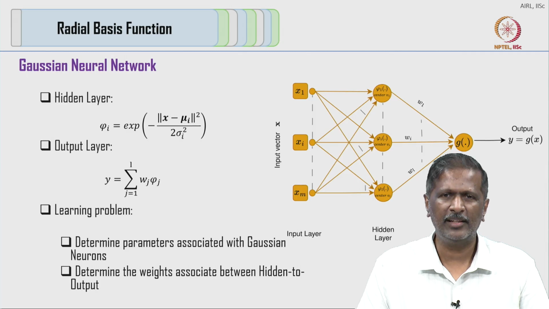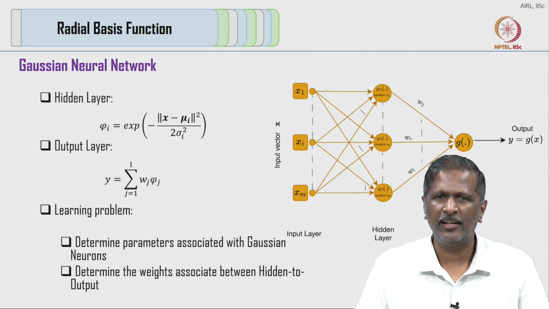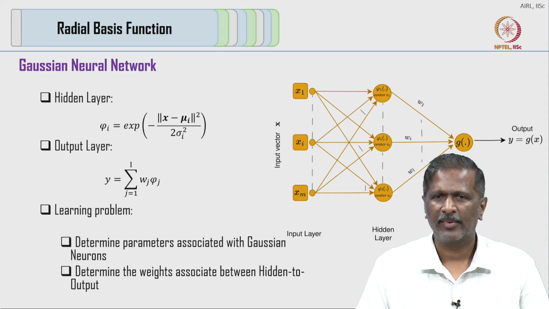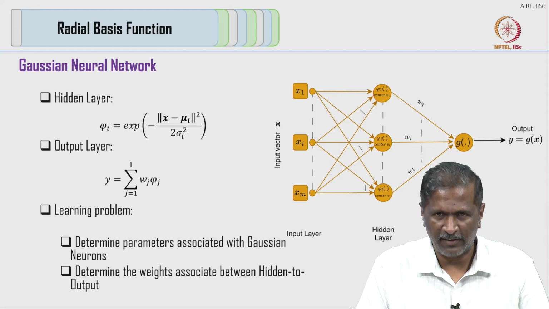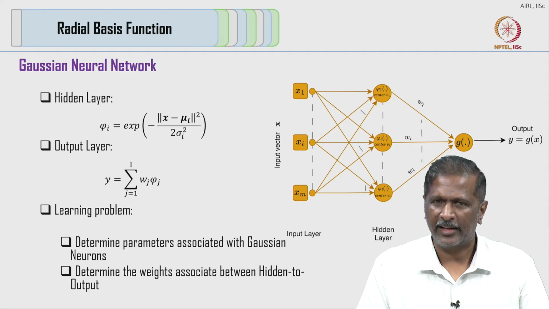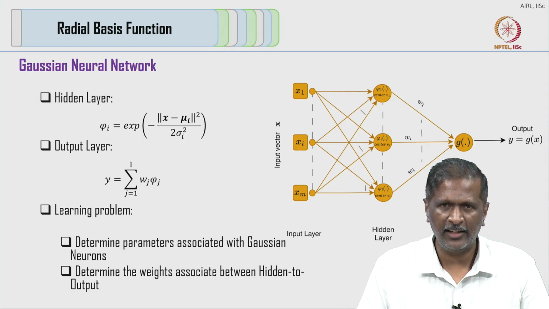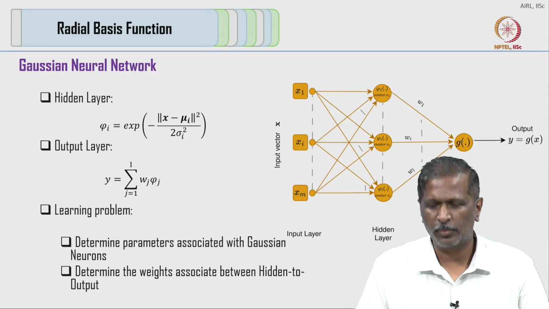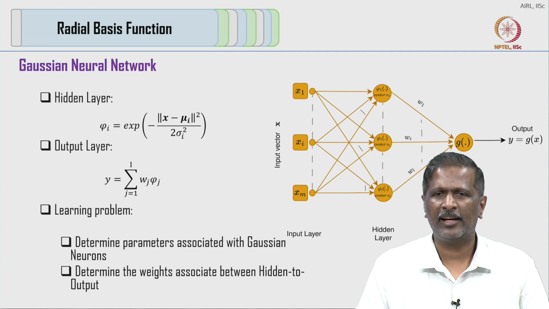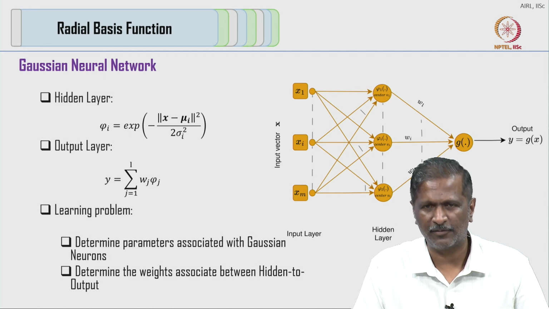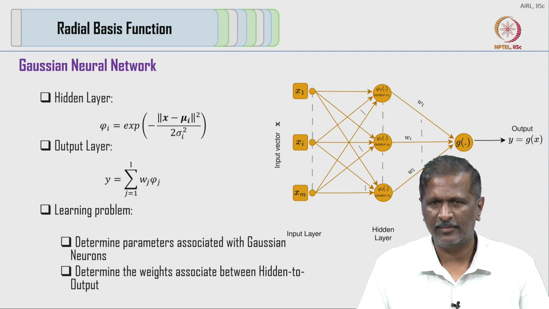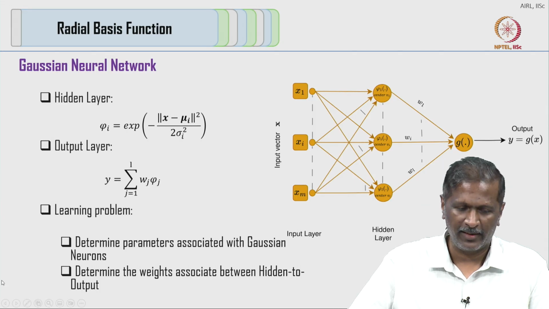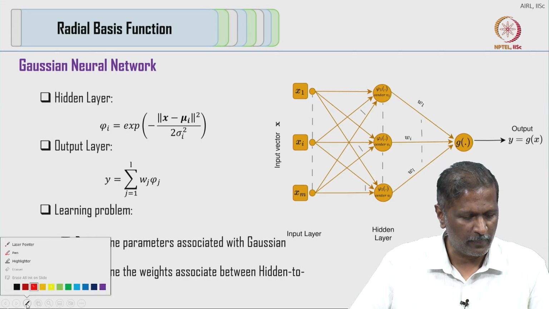For simplicity, I am going to take a single-output radial basis function. The input layer has m features. The hidden layer has L Gaussian neurons, and we have one output. I am assuming that I am going to employ a linear activation function, where y is nothing but the sum of w j phi j, right.